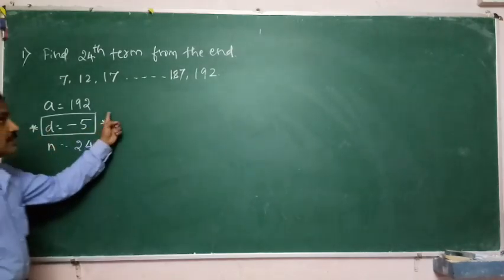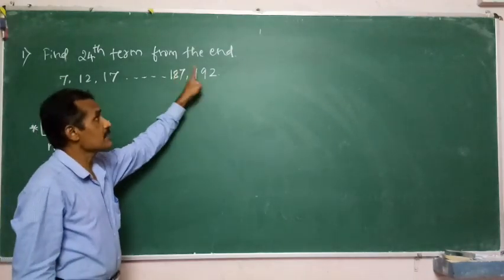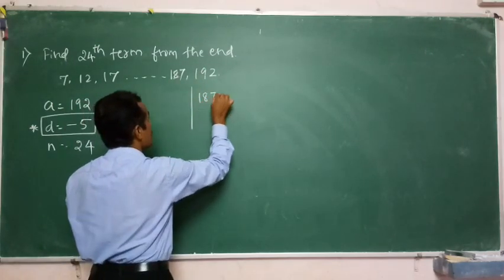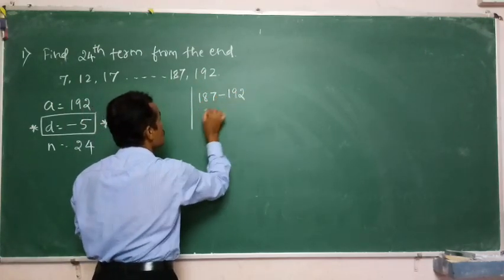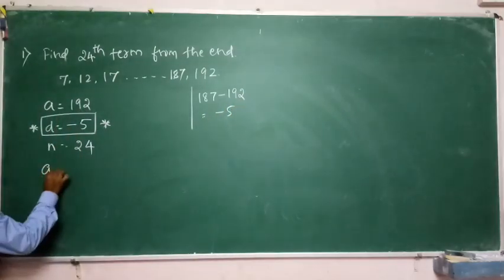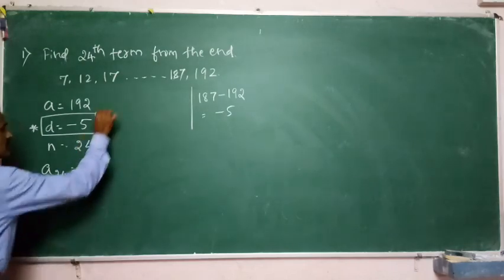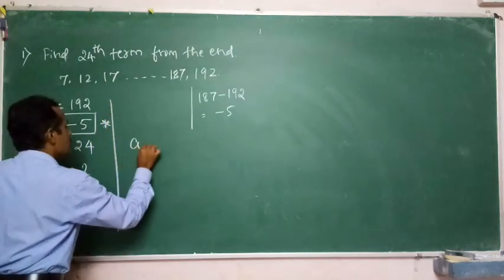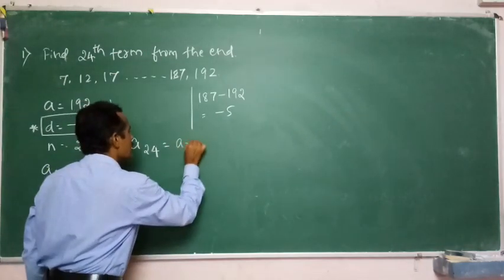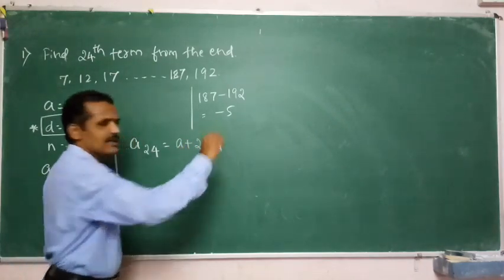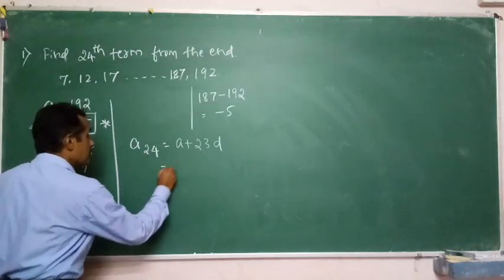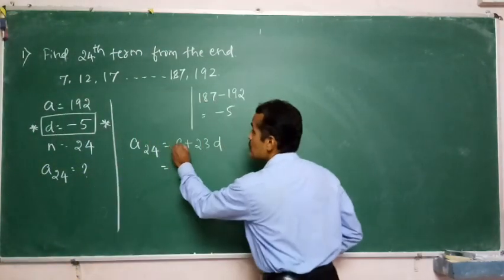My dear children, this is the point to be noted. From the end means second term minus first term: 187 minus 192, the answer is minus 5. Okay, I have to find A24. How much? Come on, formula. A24 is equal to A plus 23D. Directly I have written this. A24 has to be found. The value of A is known.